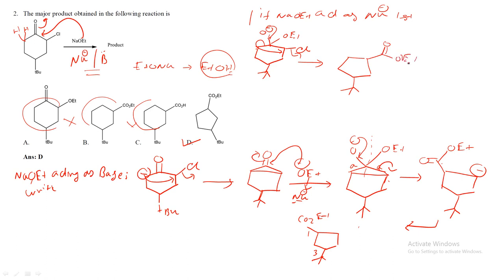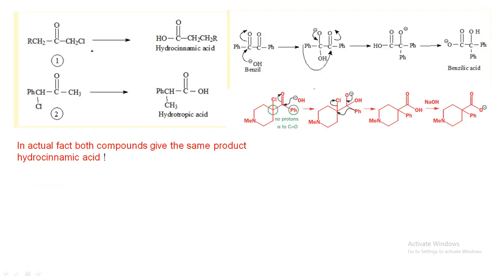CO2ET. This bond is so this. So if we operate this reaction mechanism also, we are getting the same product, which is D. So that's why initially people had doubt about which reaction mechanism is operating, this one or this one. So for that they did an experiment to prove the reaction mechanism.